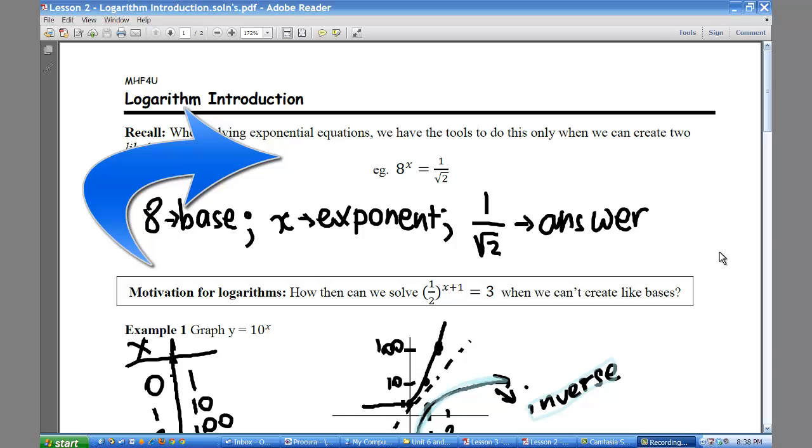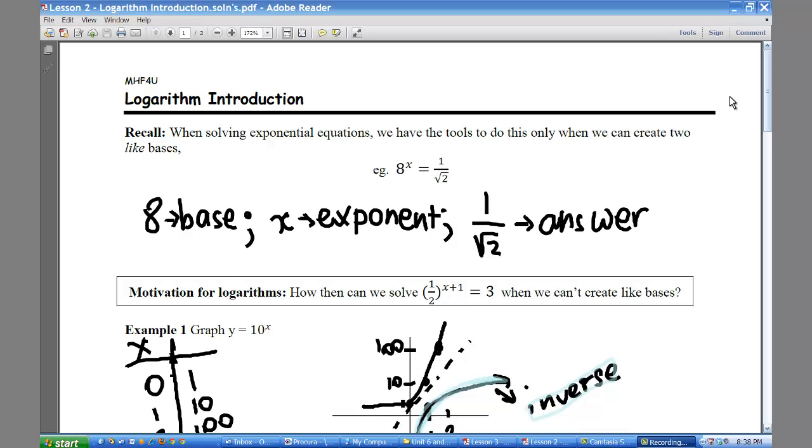Hi again, everyone. We are starting the logarithmic functions. We are doing the introduction right now, and we're going to start with the logarithms and what they are.